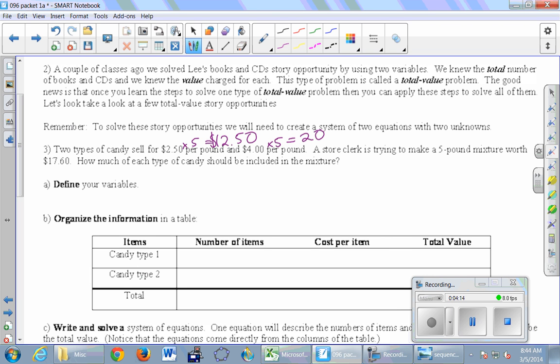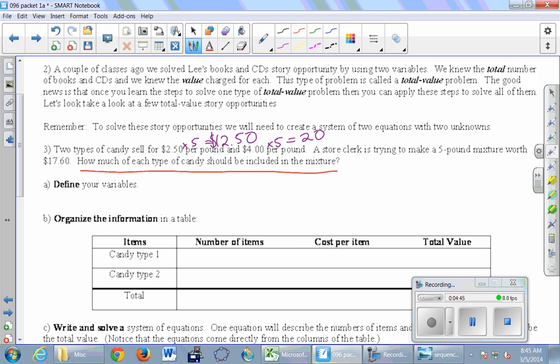But if you want to define some variables for almost every word problem, story opportunity that I give you, just look at the question, the very last part of it, and I am telling you what I want those variables to represent. How much of each type of candy should be included? There's 2 variables described in there. There's how much of the cheaper candy and how much of the more expensive candy. Okay, how much is kind of a wishy-washy phrase. What's a better way to really quantify what we're trying to count here? How many pounds, right? That's what we're trying to do.